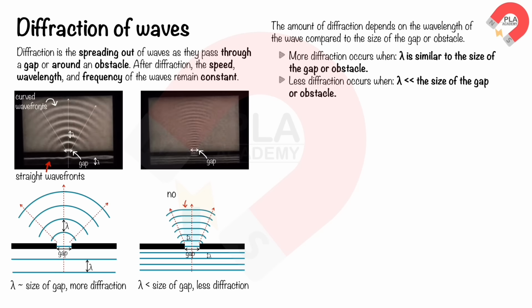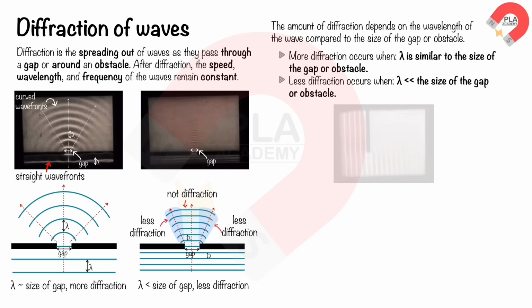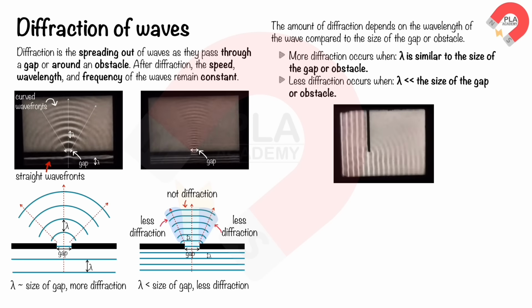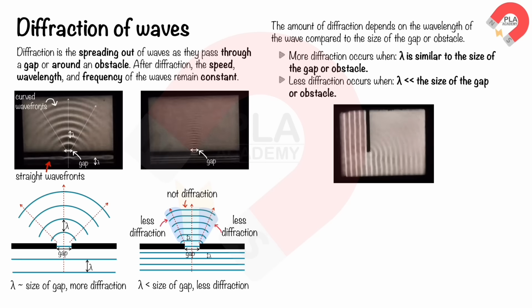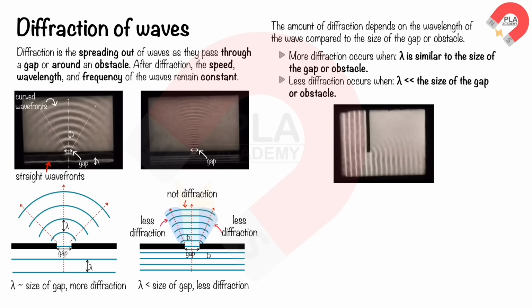This region is not diffraction because the wave fronts are straight, showing the wave has not spread. This region is spread out, showing the wave is diffracted. When waves pass the edge of an obstacle, as shown, waves diffract at the edge of the obstacle. When the wavelength decreases, the amount of diffraction decreases.